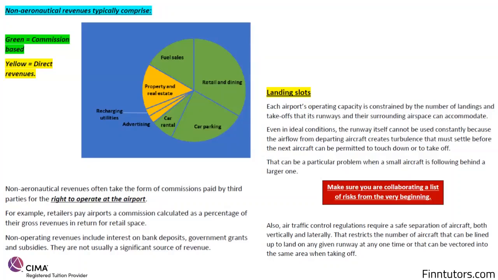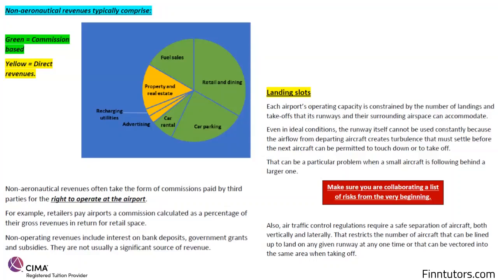For example, if fuel is put into an aircraft, you'll make a commission on it. The retailing and dining which happens at your terminals, you make a commission from it. For car parking also, you might have leased that part to a car parking facility manager, so you are earning commission from it. For car rental also, if there are car rental services present at your terminal, you will make a commission on their sales. On the other hand, there are direct revenues which you earn under the non-aeronautical umbrella. The first being advertising.